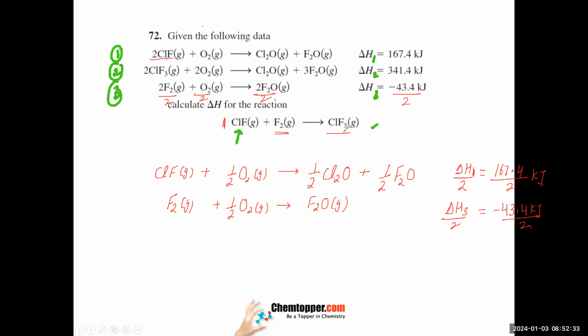Now CLF3, which equation is giving you CLF3? The product here. Equation 2. What should you do with equation 2?